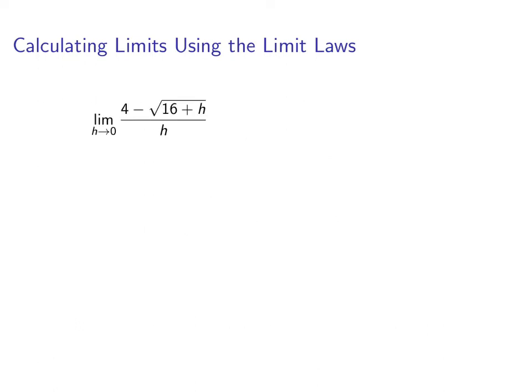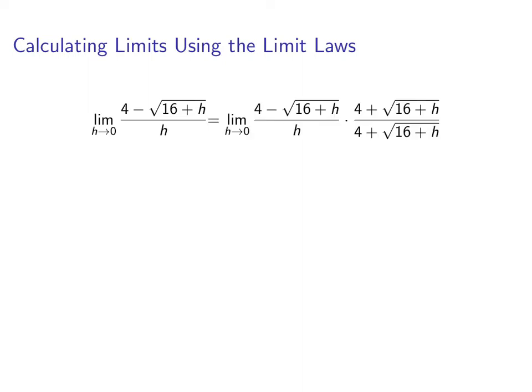So we're going to take this limit, and we're going to multiply the top and the bottom by 4 plus the square root of 16 plus h, all over 4 plus the square root of 16 plus h. You see we're doing plus because it's the opposite of this guy right here.